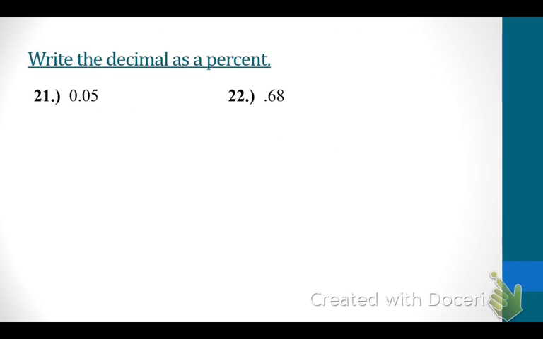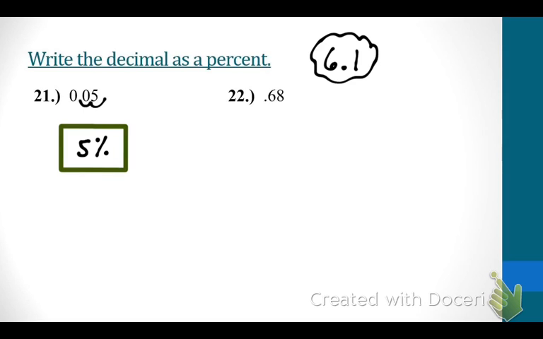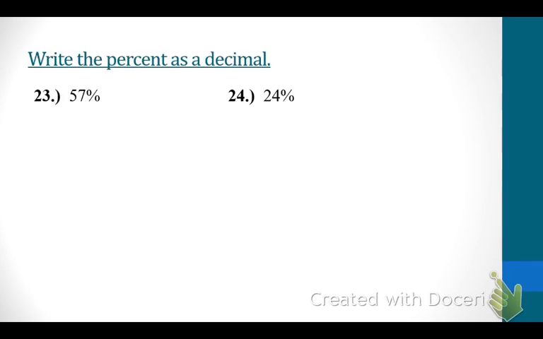Okay, so this next one says to write the decimal as a percent. This comes now from chapter 6. So we're moving on to 6.1. What do I need to do with that decimal point, guys? Move it to the right 2 times, and what's our answer? 5% is correct. The next one, same idea once again, move it over 2 times. What do I get? 68%. All right, moving on to the next one.